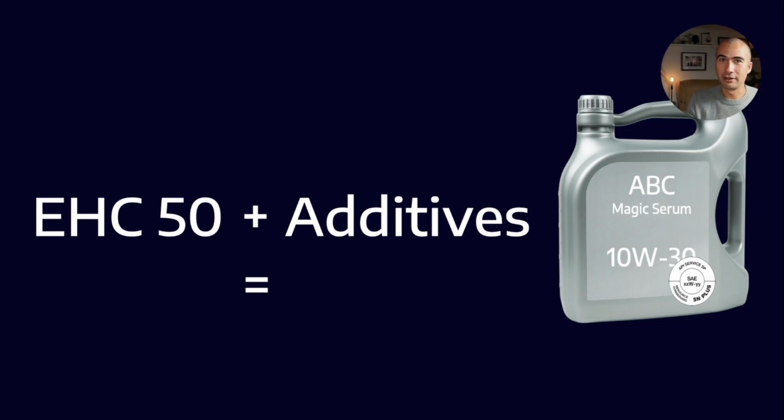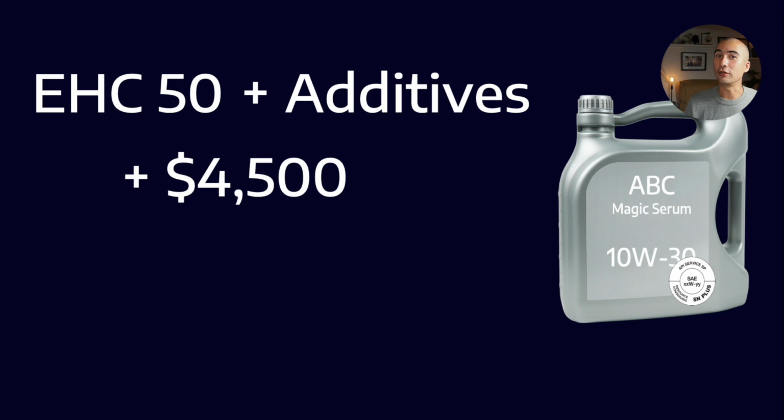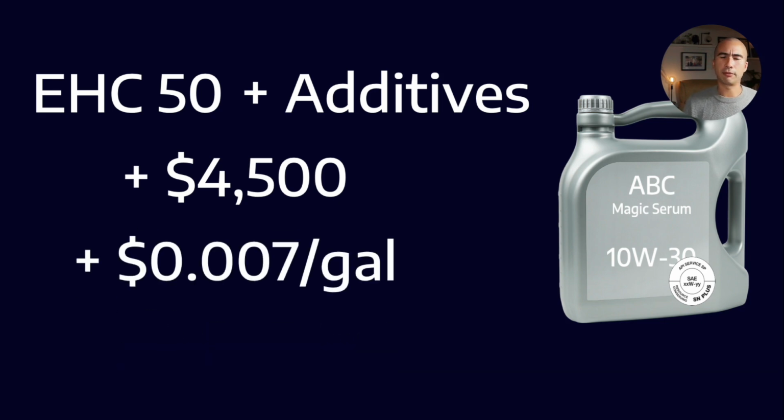Now, even then, you're not done, because in order to get that API SP donut, right, you need to do a couple more things. For one, you've got to pay API. Now, I'm not suggesting that this is any kind of under the table thing going on here. API needs money in order to run this program and to monitor this program. So there is a license fee involved. I think it's $4,500 up front. Then you've obviously got to do a whole bunch of testing, and then there is a $0.007 per gallon fee that you have to pay based on sales, right?